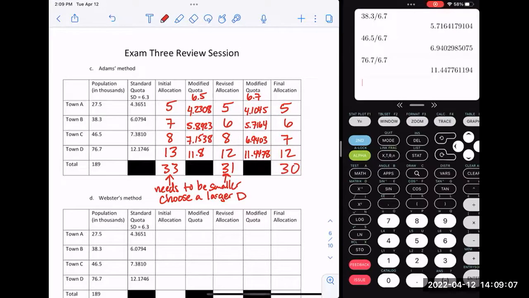So when I did this ahead of time, I used a different divisor than 6.7, but I still got the same answer. I still got 5, 6, 7, 12. So there's possibly more than one correct divisor. I used 6.8 and that one also worked. So no matter what divisor you use, if you use the method correctly, you should get 5, 6, 7, 12.